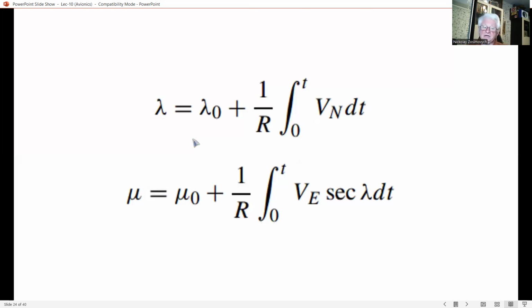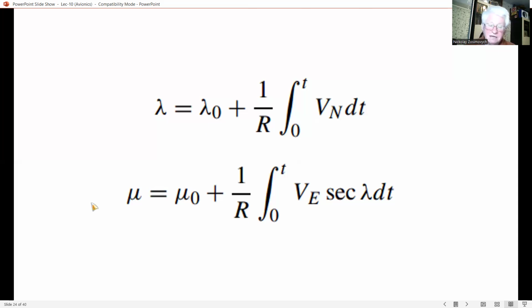Similarly, the change in longitude is equal to 1 over R times the integral from 0 to t of v sub e secant lambda dt, and hence the present longitude can be computed given the initial longitude mu naught. So we may transcribe this for the lambda and mu equations.